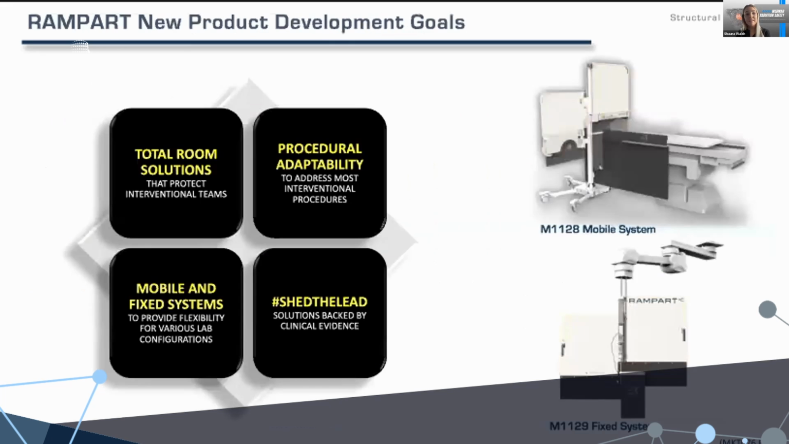So as a company, new product development goals: we will soon have total room solutions to protect all team members, including those at the head of the table and the left side of the room. Because most of our business to date has been in the cath lab, we look forward to looking at new specialties going forward, IR, vascular and neuro, with greater procedural adaptability and flexibility being a big focus for us this year.